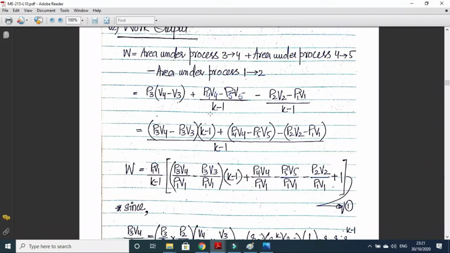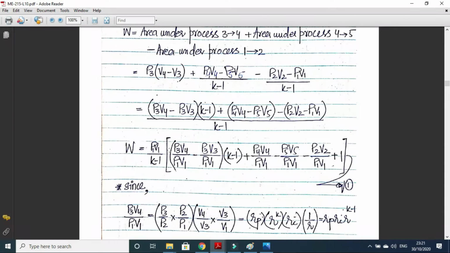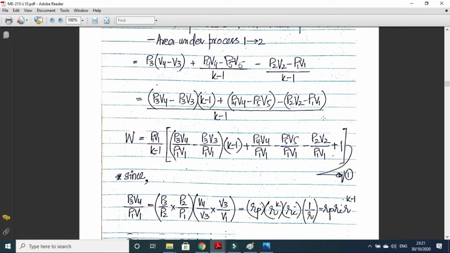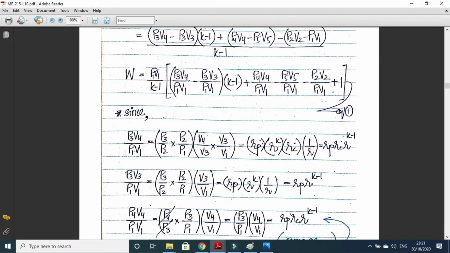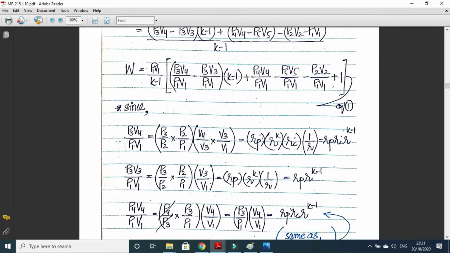Now we can take the K minus 1 LCM. So P3 (V4 minus V3) will be multiplied with K minus 1 and the rest will be the same. We can take P1 V1 common. So (P3 V4 divided by P1 V1 minus P3 V3 divided by P1 V1) whole multiplied by K minus 1, plus P4 V4 divided by P1 V1, minus P5 V5 divided by P1 V1, minus P2 V2 divided by P1 V1, and P1 V1 will be common, so plus 1 will be left, minus minus plus. Now let's call it equation number 1 and simplify the individual terms.